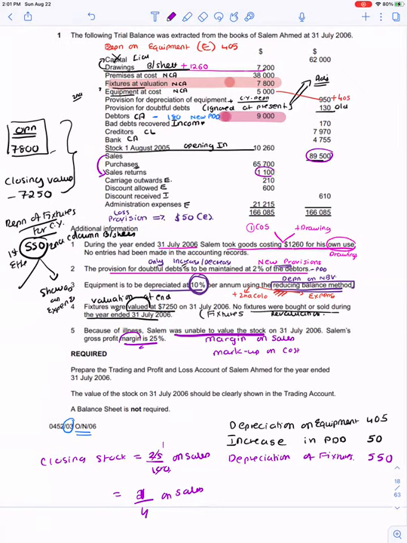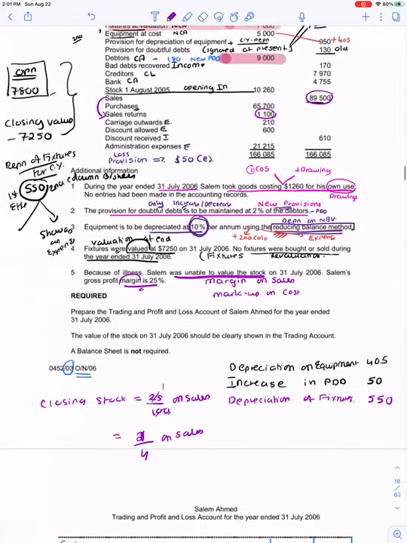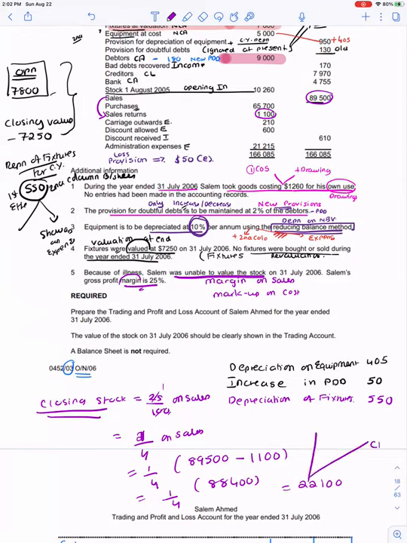89,500 is the sales. Sales return is 1,100. So 1/4 of sales 89,500 minus the sales return 1,100. So it is 1/4 of 88,400. I will get my closing inventory as 22,100. This is the closing stock. Closing stock goes in two places, one in current assets and one in cost of sales.